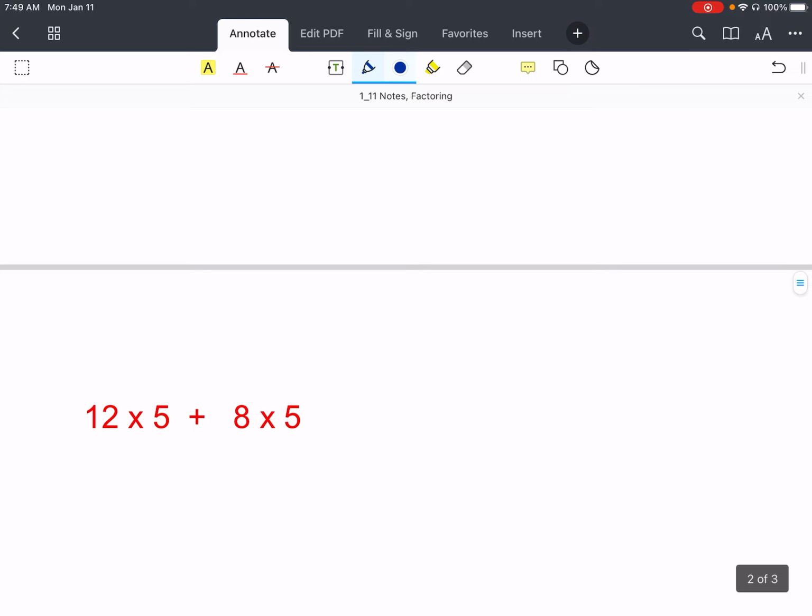This can work backwards. We see that we have 12 times 5 plus 8 times 5. And in your brain, we know we could do, okay, well, 60 plus 40. But we're actually going to look at it in a different way today. We're looking at the fact that they are both being multiplied by 5. And by both, I mean the 12 and the 8. So we can combine the 12 and the 8 to translate that to 20 groups of 5.